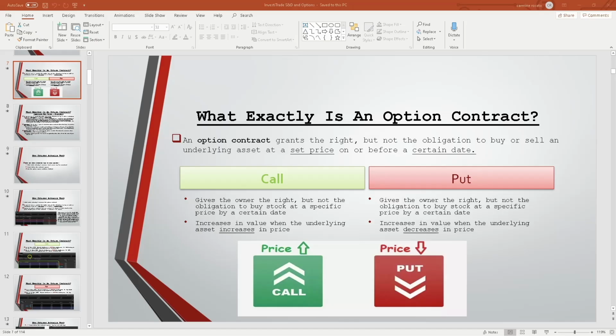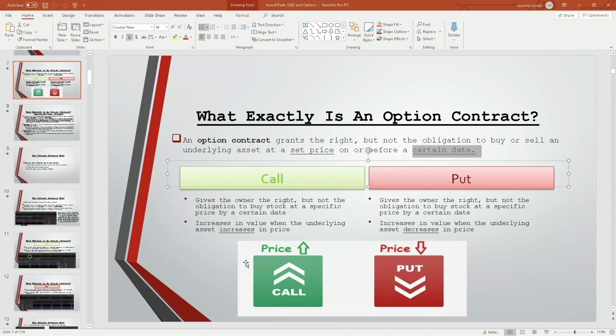So going back to the PowerPoint slides, these are the slides that I do have in the course, and I'm just going to briefly go through them a little bit, not into too much detail before we go into ThinkorSwim. So what is exactly an option contract? An option contract grants the right but not the obligation to buy or sell an underlying asset at a set price on or before a certain date. So what's important here is that you understand what the set price means and what a certain date means, which we're going to break down in a second.